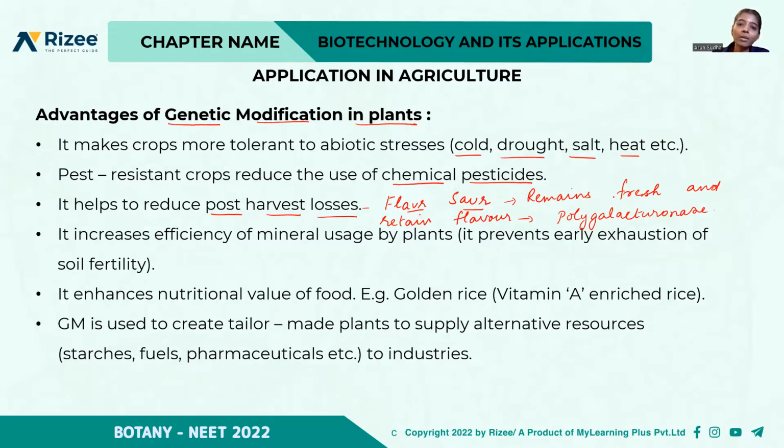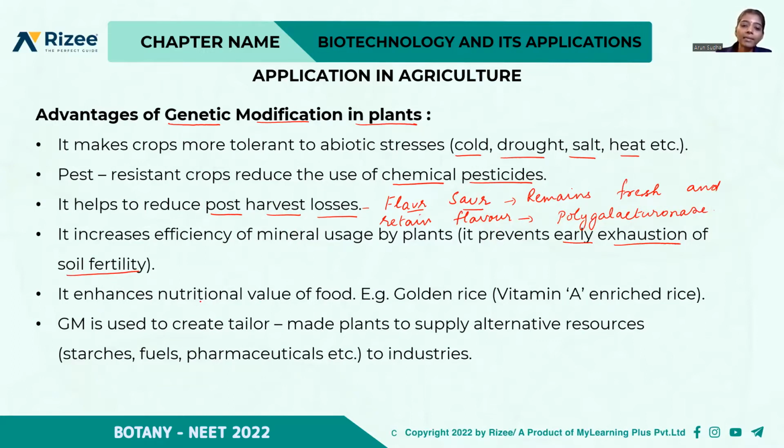They won't become soft so easily, and they retain the flavor for a longer time. So thereby it reduces the post-harvest losses. These genetically modified plants help to reduce the post-harvest losses. And it increases the efficiency of mineral usage by plants. That is, it prevents the early exhaustion of soil fertility. So it helps to maintain the soil fertility.